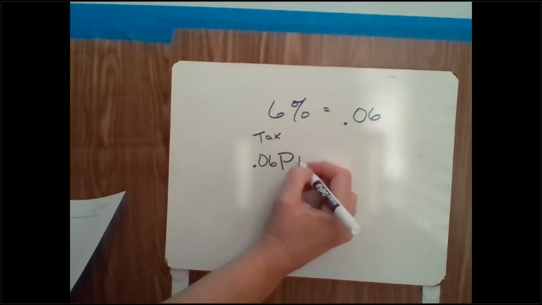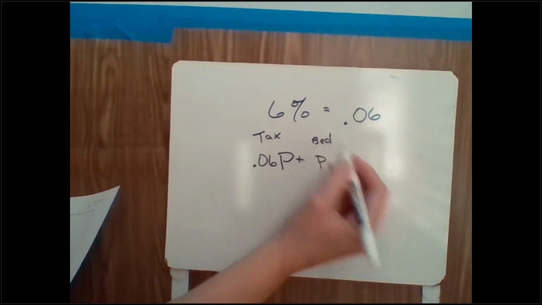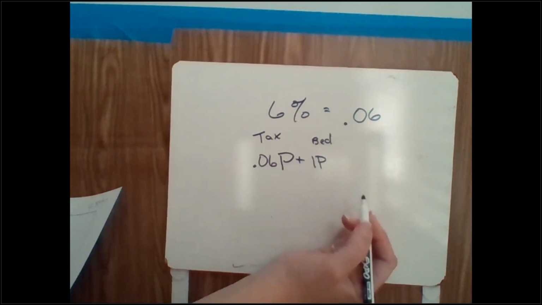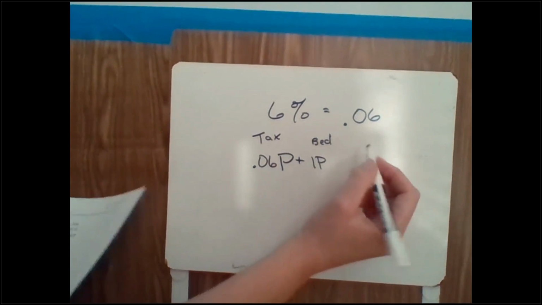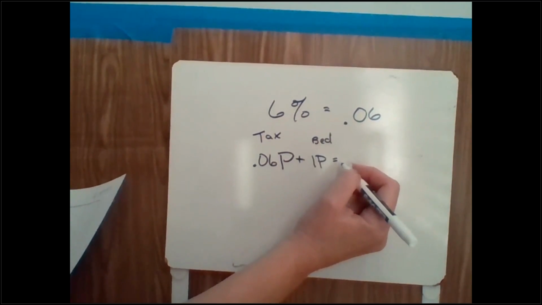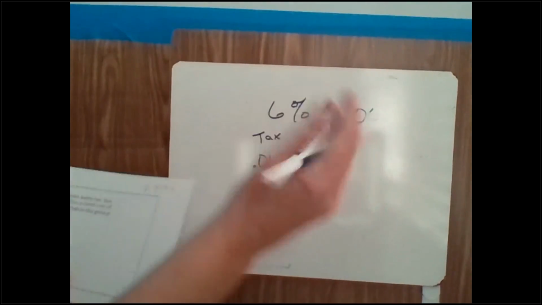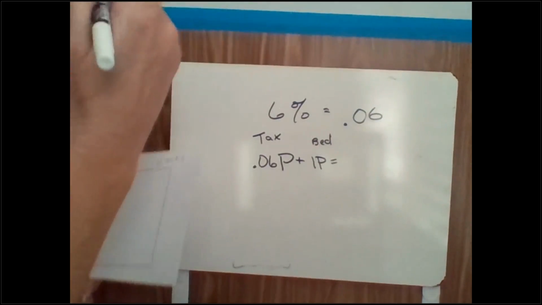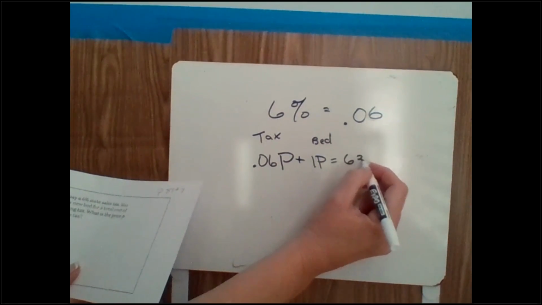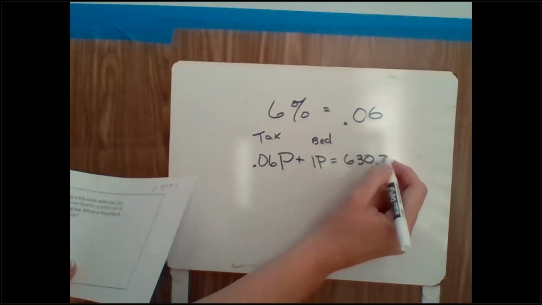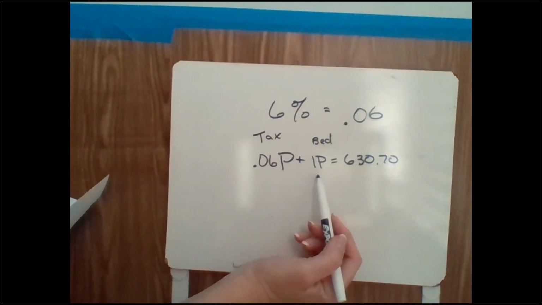But remember, that's not all we're going to pay, because we still have to pay for the bed. And remember, P is the same thing as 1P. We're going to get one bed. If I was getting 5 beds, I could put 5 there. Our total price, the tax plus the price of the bed, is going to equal $630.70.